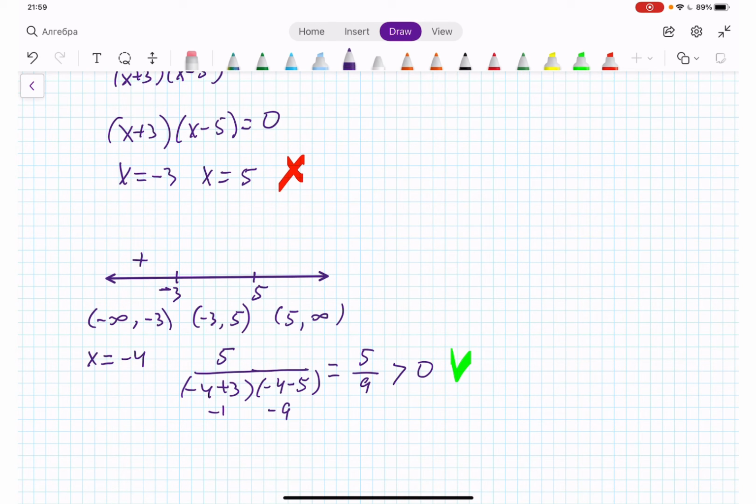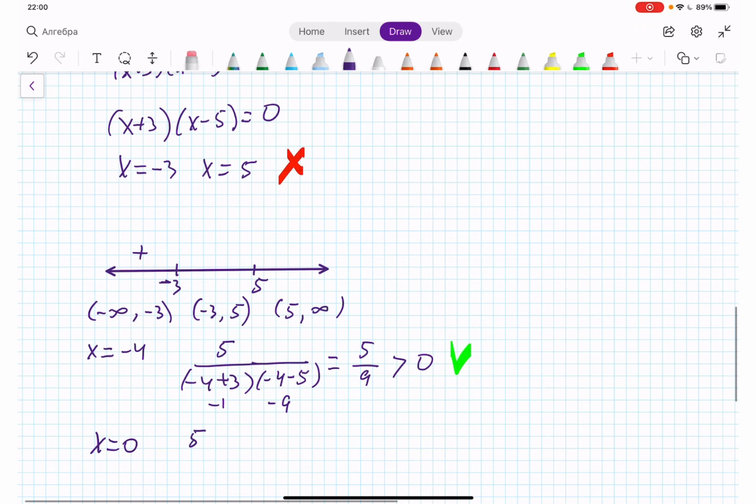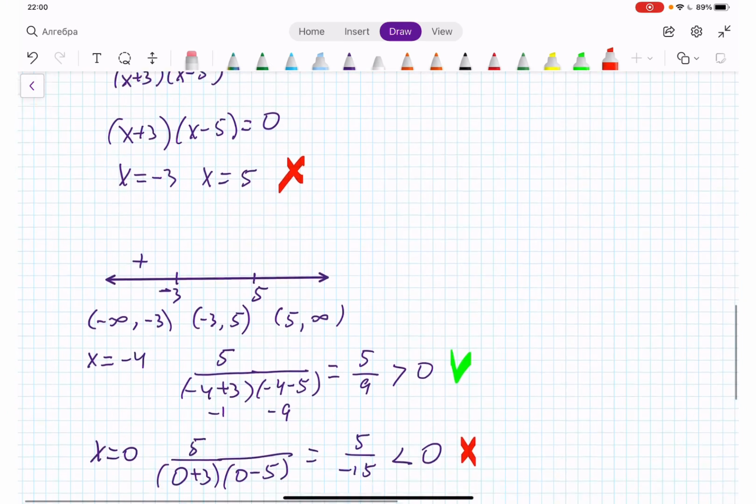Okay, next one. Between negative 3 and 5, obviously I'm taking my favorite 0 because it makes my life easier. And it's going to be 5 over 0 plus 3 times 0 minus 5. And we are getting negative 15 here, and 5 on top. I don't even need to simplify because it's less than 0, which will not satisfy because we need greater than 0.